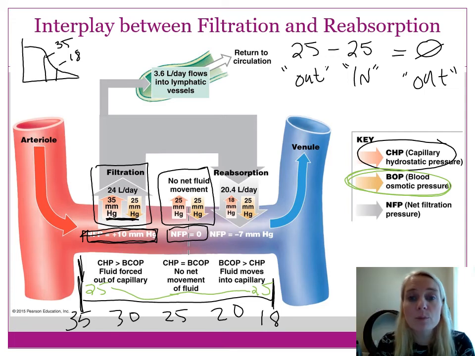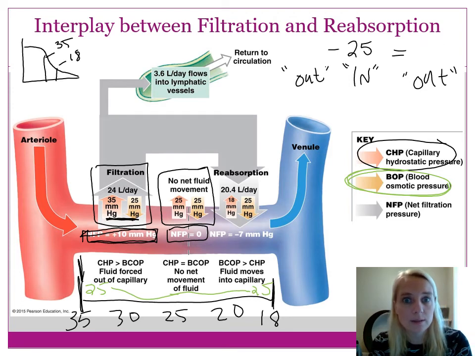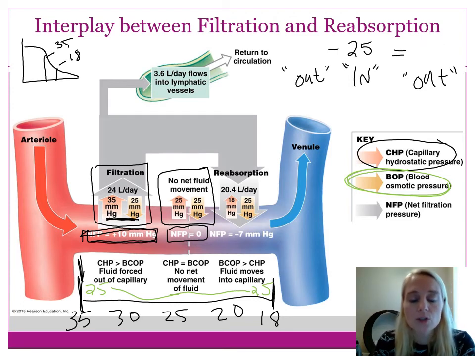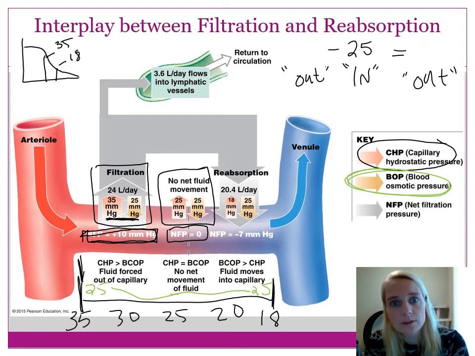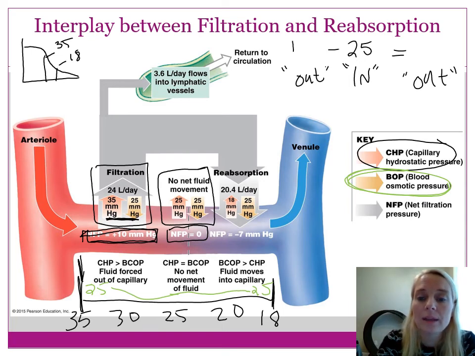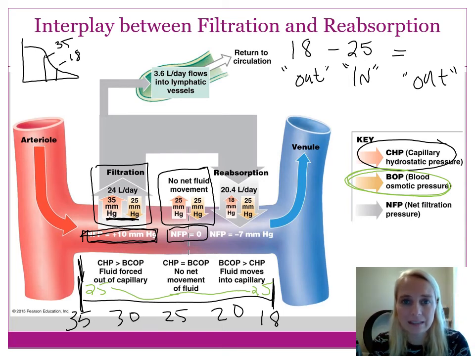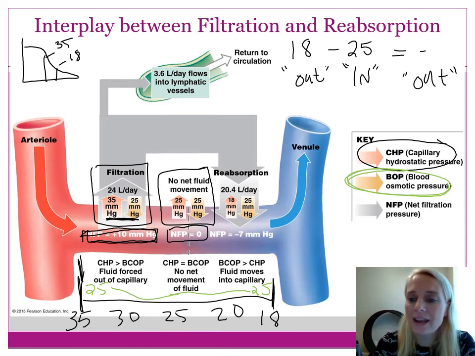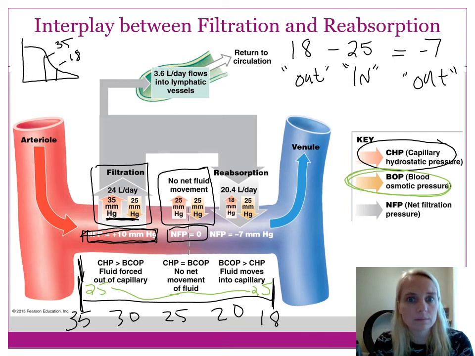Okay, now we're moving down the line, and our capillary hydrostatic pressure is getting lower. I can leave the BCOP because it doesn't change. So now, towards the venule end of our capillary, the out pressure is now 18, but that BCOP is staying the same as in, right? So now we have a negative out pressure.